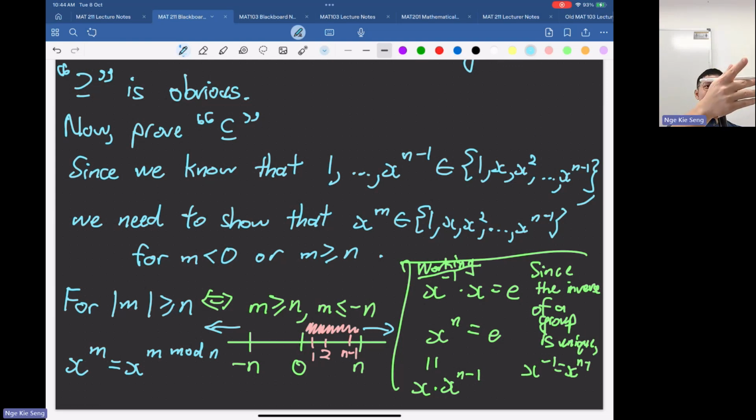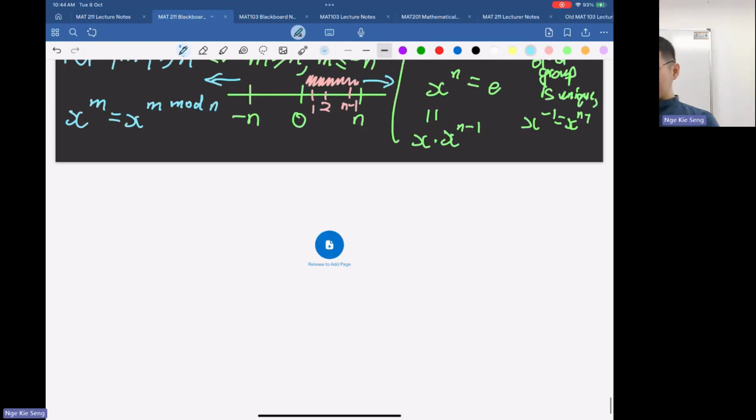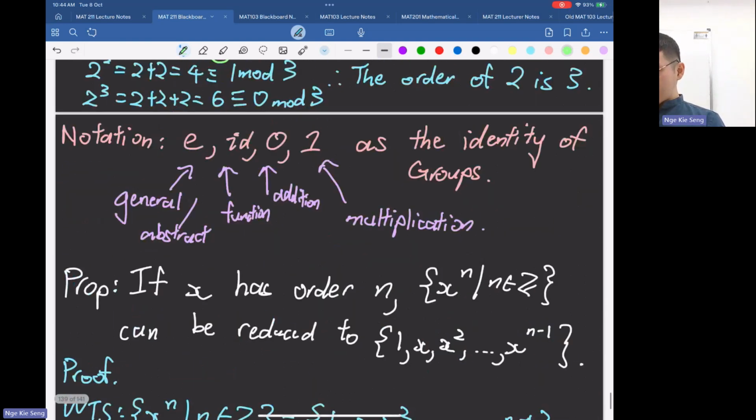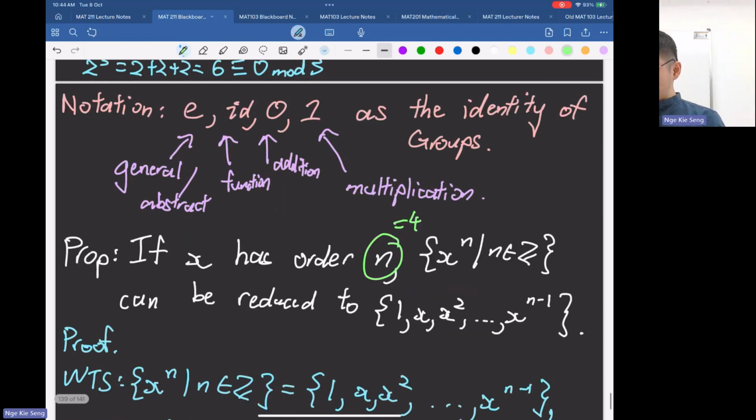Need an example? Okay, let's do some working here. When you see this kind of n, try and put some real n there. For example, n equals 4. Let's look at this statement with n equals 4. So here, what did you reduce to? 1, x, x squared, and x^3. Okay, look at some example.